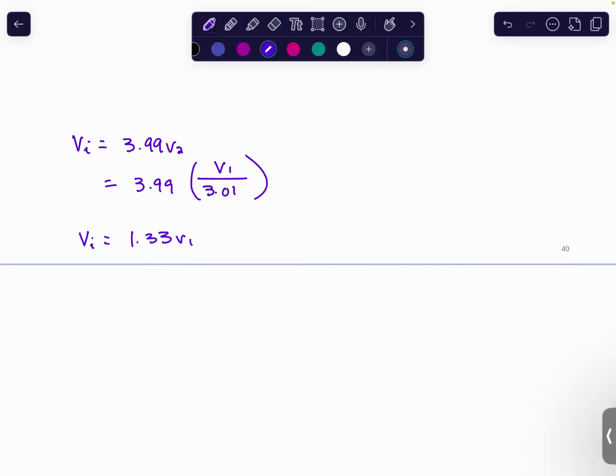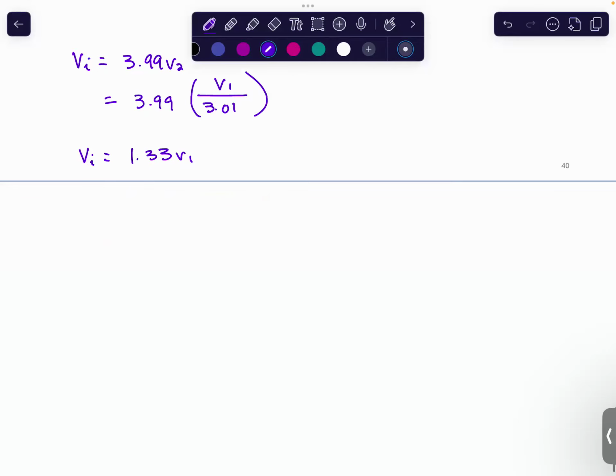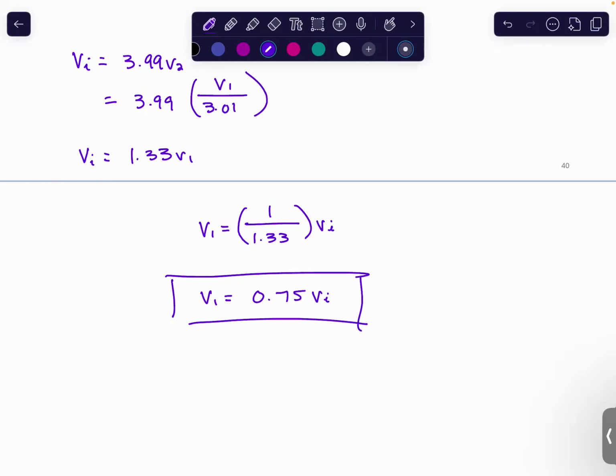However, the problem told us to find v1 in terms of vi. So that means I'm going to divide through by the 1.33. I'm going to get v1 in terms of the initial. And so finally, v1 is going to equal 3/4 of v initial. And that's the final velocity of mass 1.